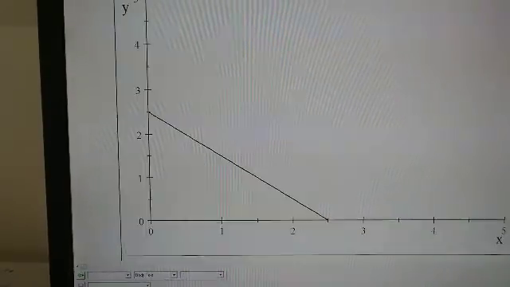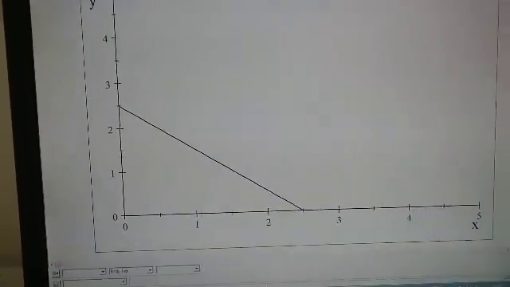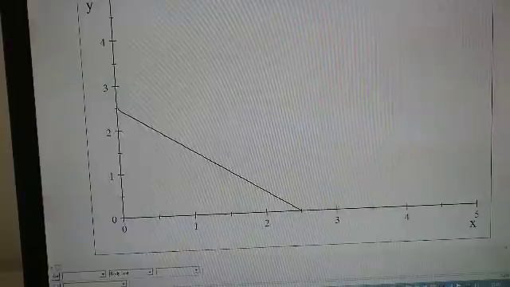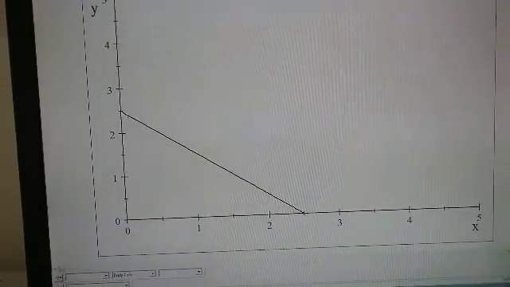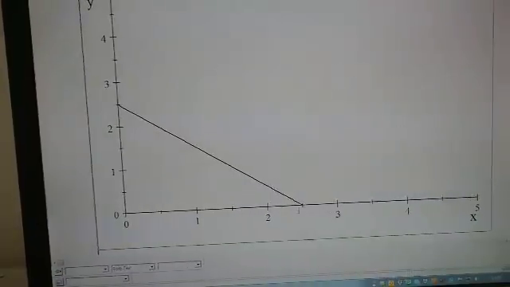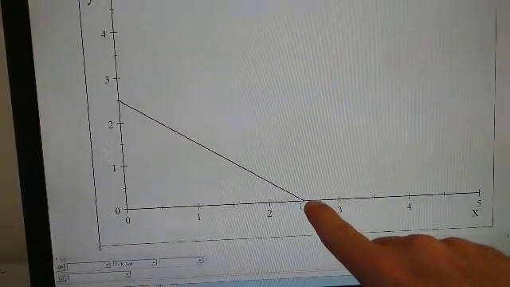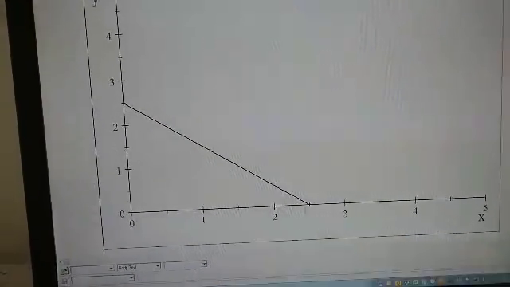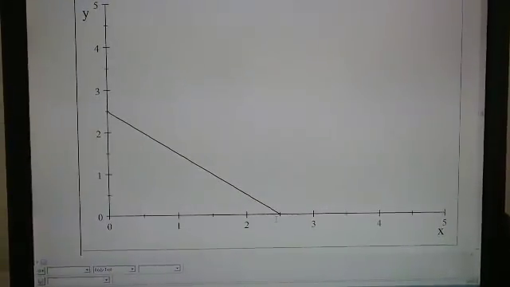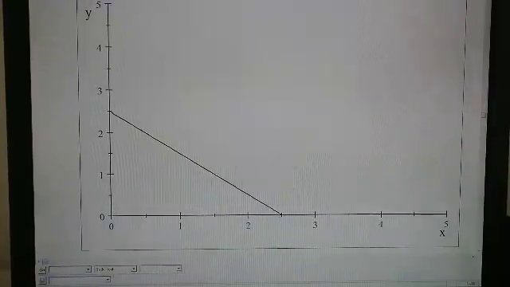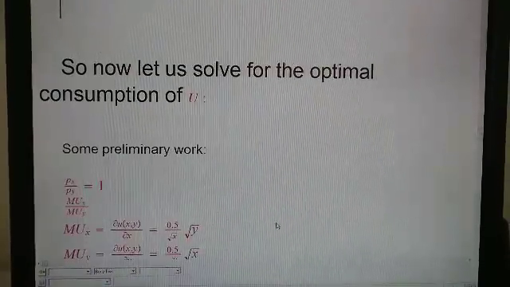Well, we know that it's a line. If you spend all your income on y, you can buy 2.5 units of y. If you spend all your income on x, you can get 2.5 units of x. So that's no surprise here. But how do we actually compute the optimal consumption bundle?